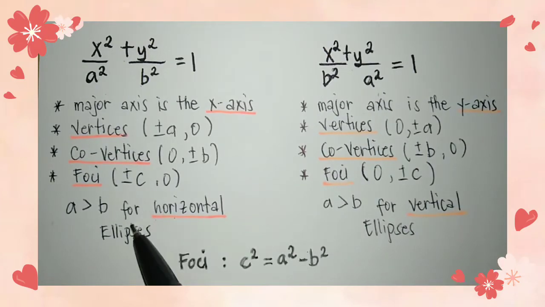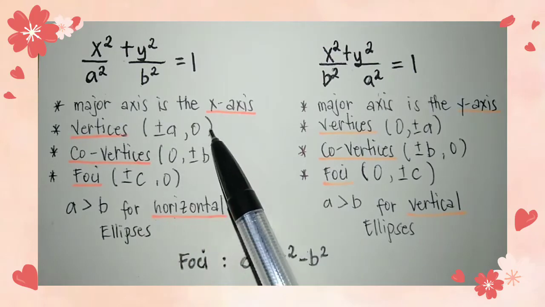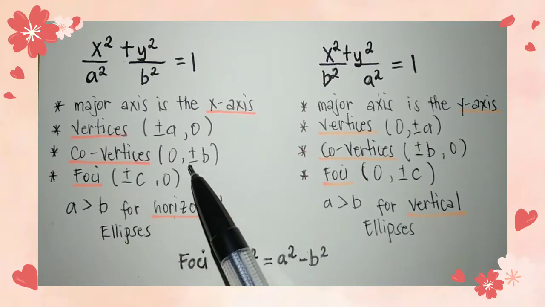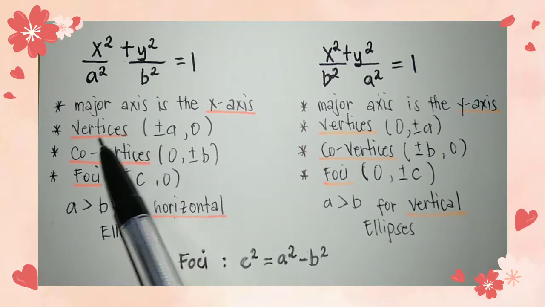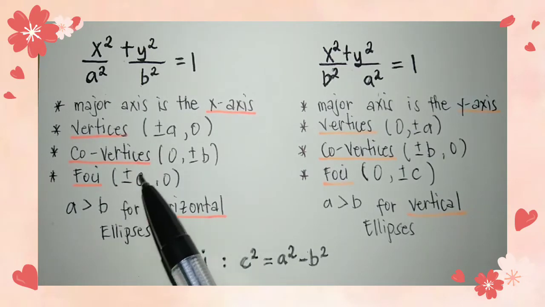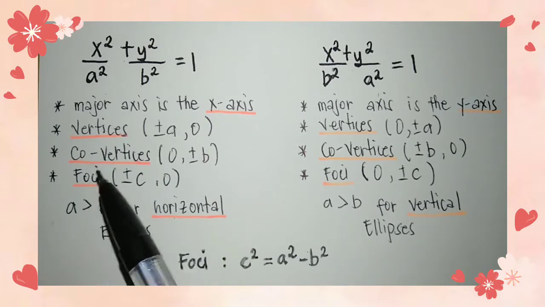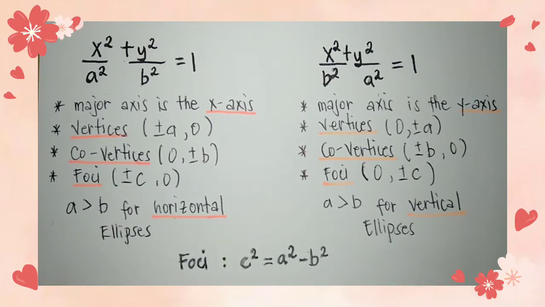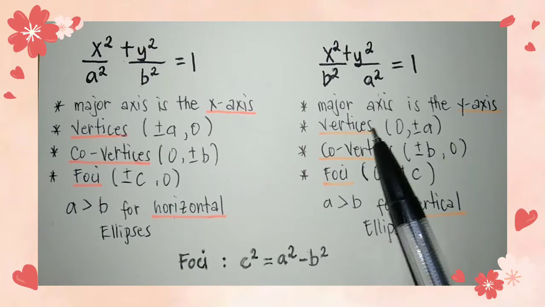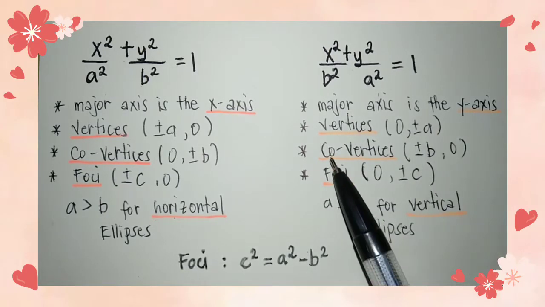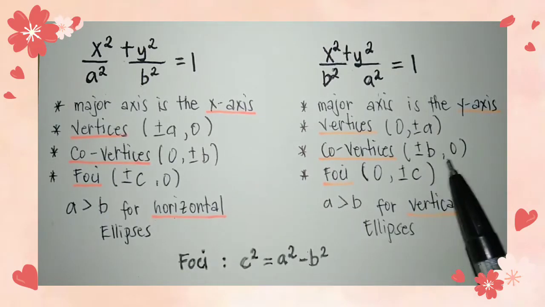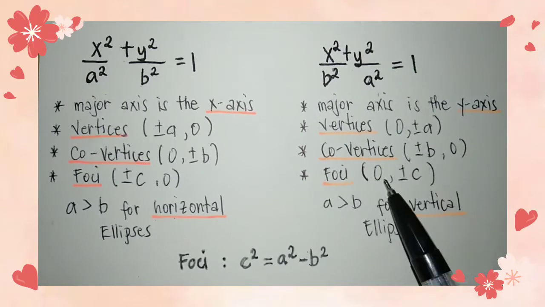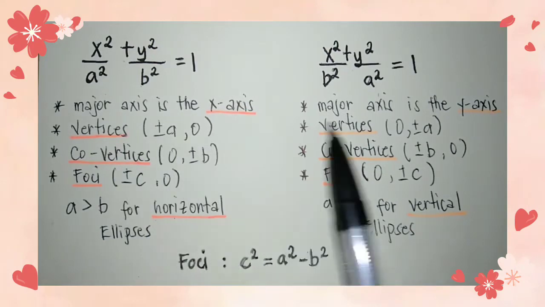In horizontal ellipses, we have positive and negative A and 0 as our vertices, 0 and positive and negative B as our co-vertices, and positive and negative C and 0 as our foci. While for vertical ellipses, we have vertices at 0 and positive and negative A, co-vertices at positive and negative B and 0, and foci at 0 and positive and negative C. Later on, I will teach you how to graph ellipses more easily even without memorizing this.